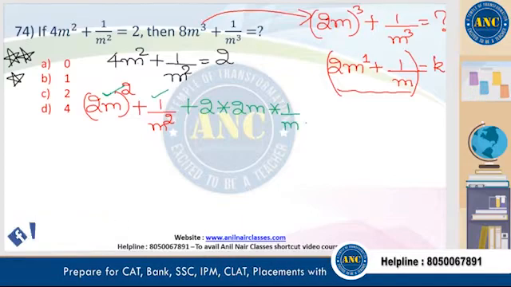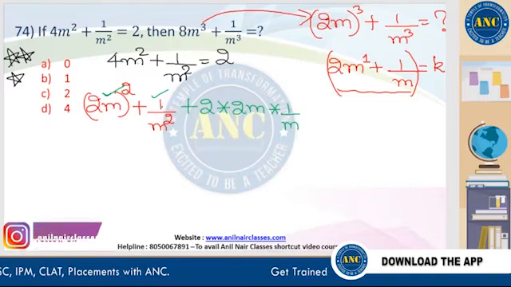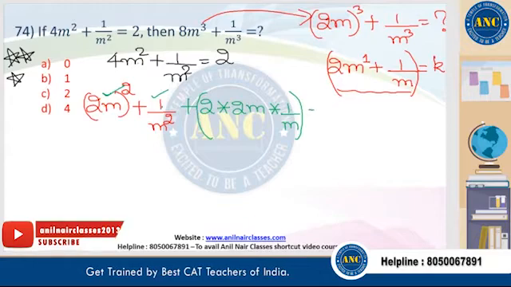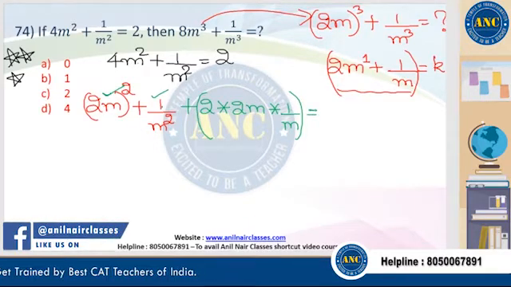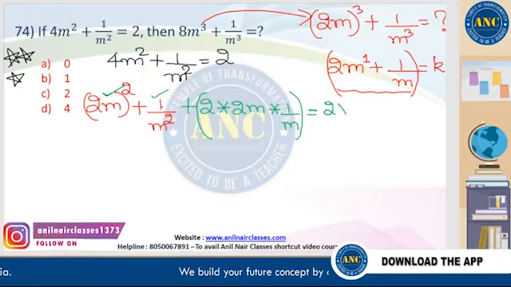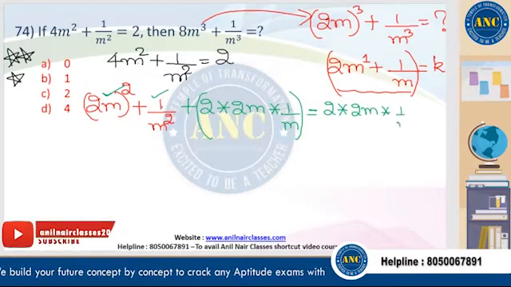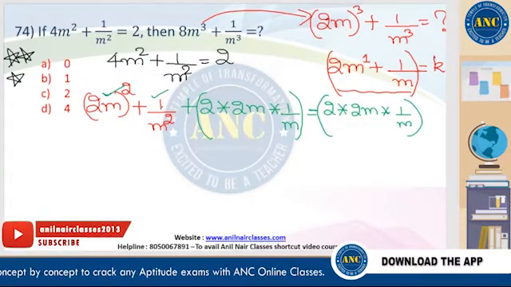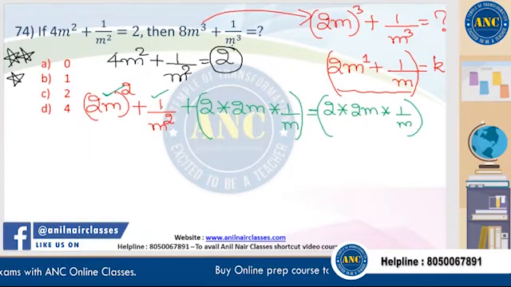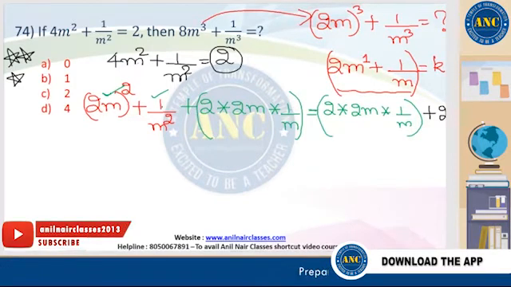A plus b whole square is a square plus b square plus 2 into a into b, and that means I have added this 2ab term on the left hand side. If I add the 2ab term on the left hand side, right hand side also I should add that 2ab term. That means right hand side also I will add that 2 into 2m into 1 by m, but along with this right hand side term whatever I added, I already have this 2 in the right hand side, so I will write that 2 as it is. I hope the equation is very clear for you people.